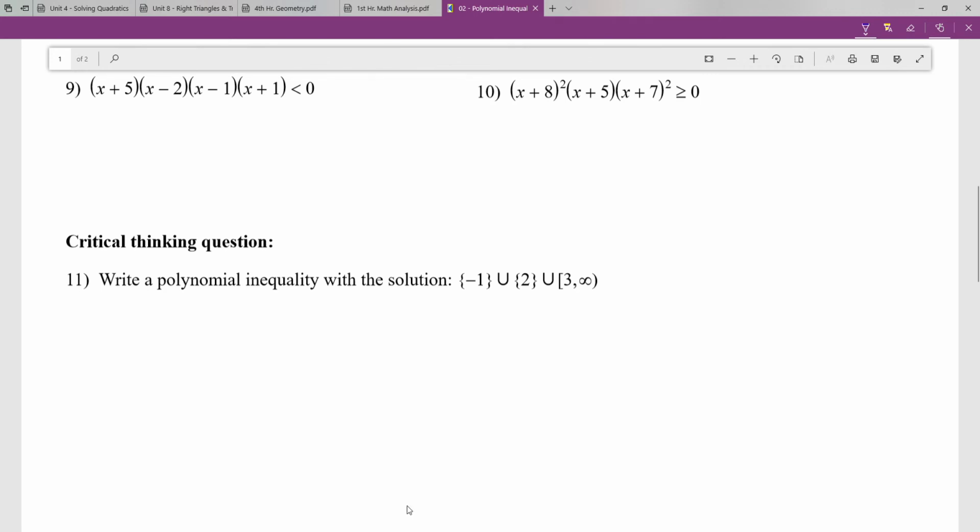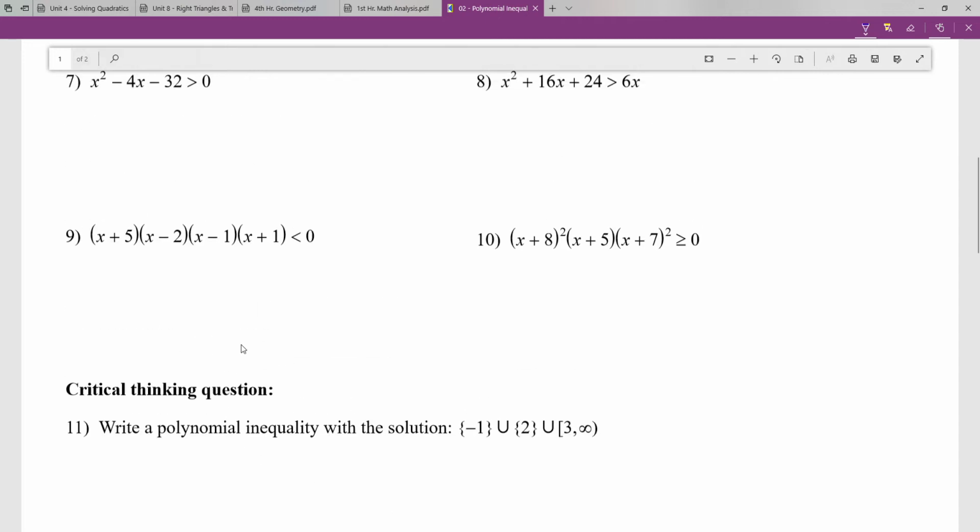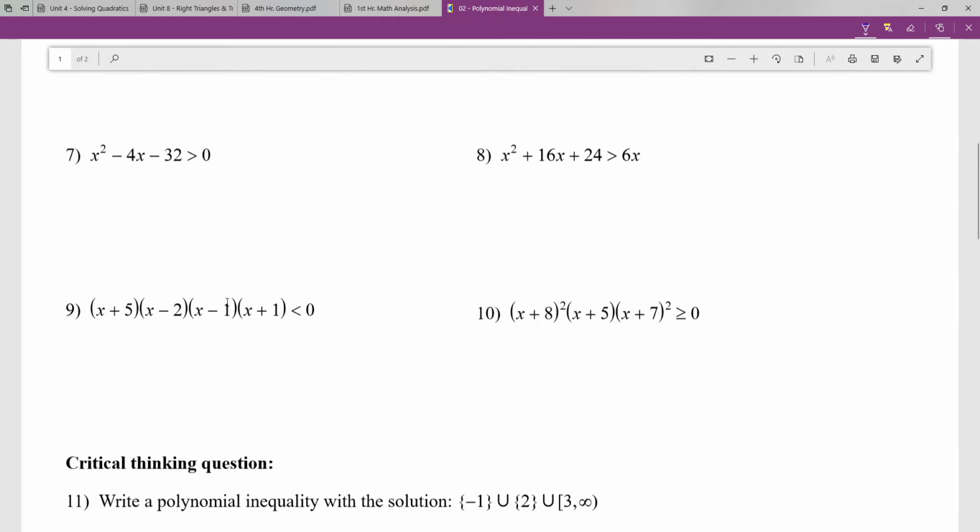Alright, so we are going to start solving problem number 9 on this polynomial inequalities worksheet. I do believe this is the one you were needing help with. If it's not, let me know and I'll do the number 9 from the other worksheet or something like that. But this one's a little different because unlike these others, it's not a polynomial.